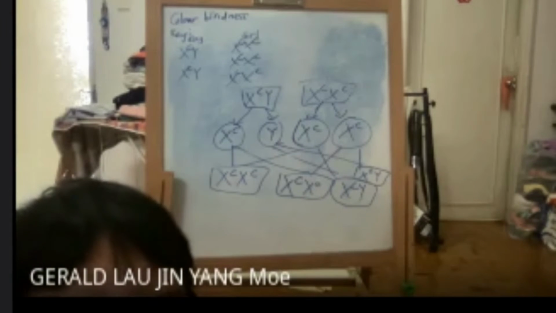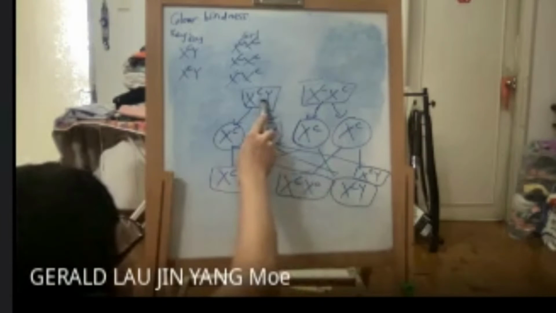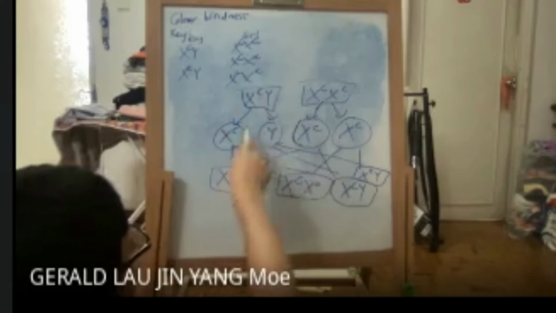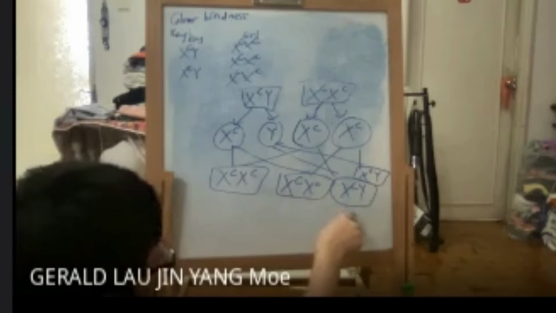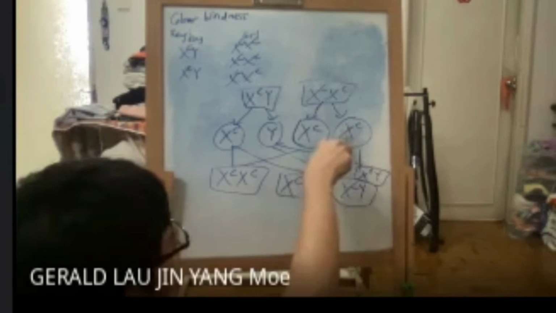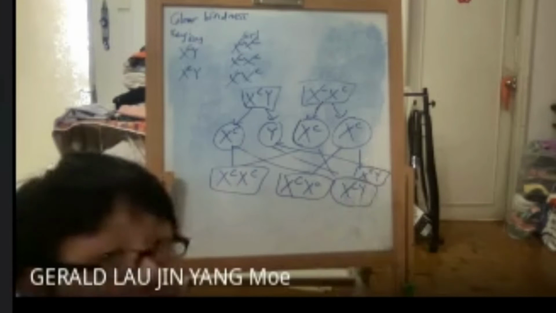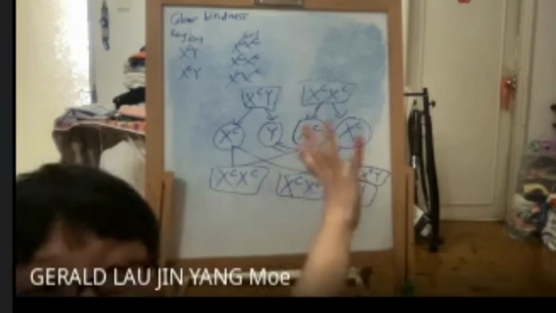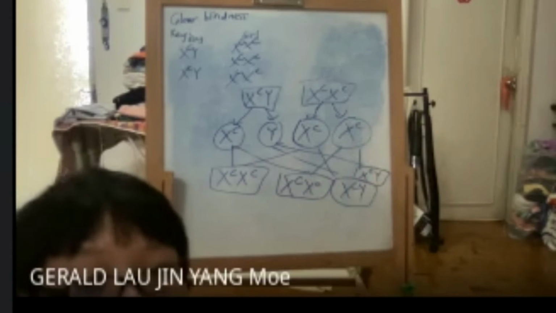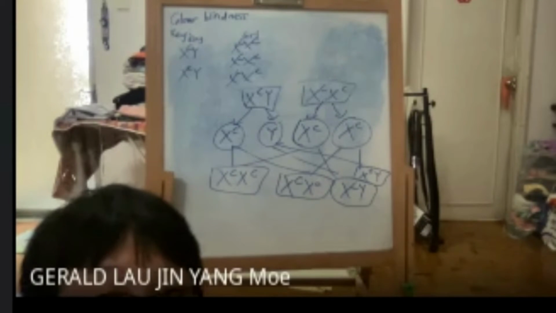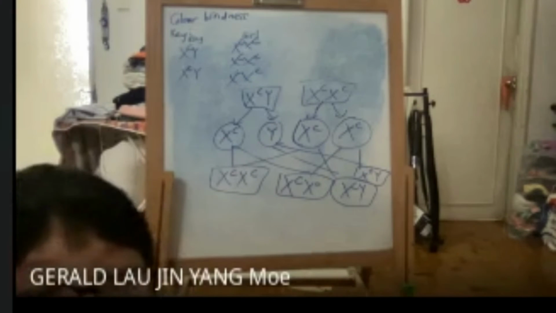Can you understand? So normal father, carrier mother: 25% normal girl, 25% normal boy, 25% carrier girl, 25% boy with color blindness. Can you understand? So the same thing is for hemophilia. Same thing only. Okay? Others, do you understand or not? Okay, good.